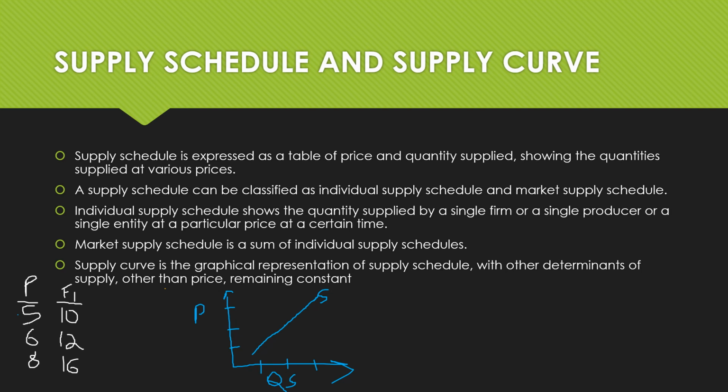What I've drawn right now is an individual supply curve. In this way we can even draw the market supply curve. For that, on the x-axis I would have to take the values of the quantity supplied in the market. Here I've taken values of an individual firm. I have to replace these values with the values the market shows, and then it will turn into a market supply curve. At present, this is an individual supply curve. So this is the concept of supply schedule and supply curve.